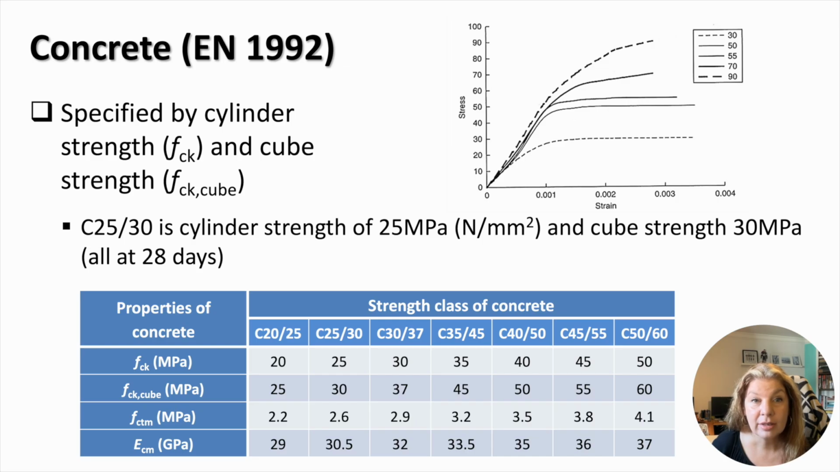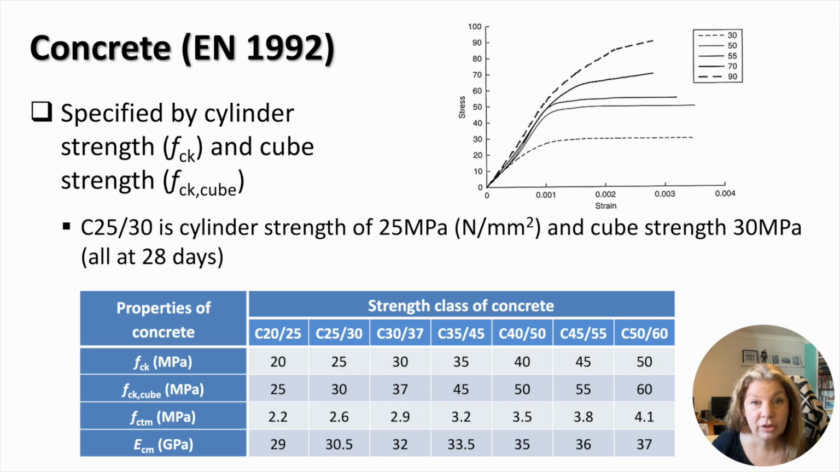The concrete strength defines its class. The values of both types of strength are given in Eurocode 2 for each class of concrete. For example, the concrete class C25/30 means that it has the cylinder strength of 25 megapascal and cube strength of 30 megapascal, all at 28 days. Eurocode 2 also defines the tension strength of concrete and the modulus of elasticity for each concrete class.